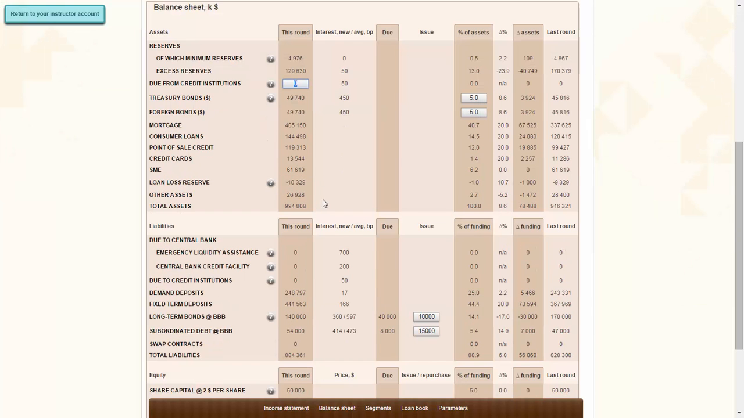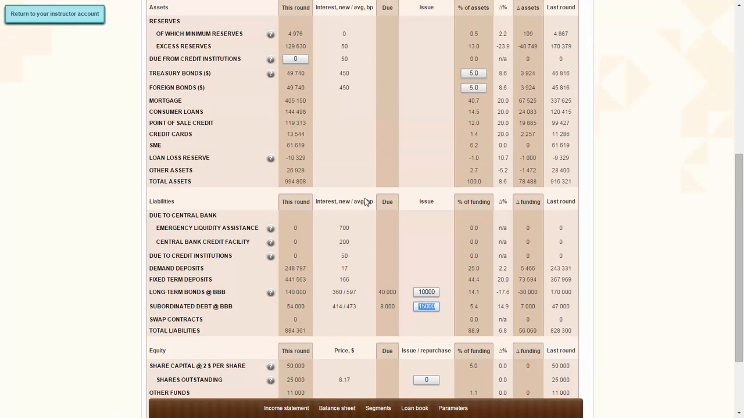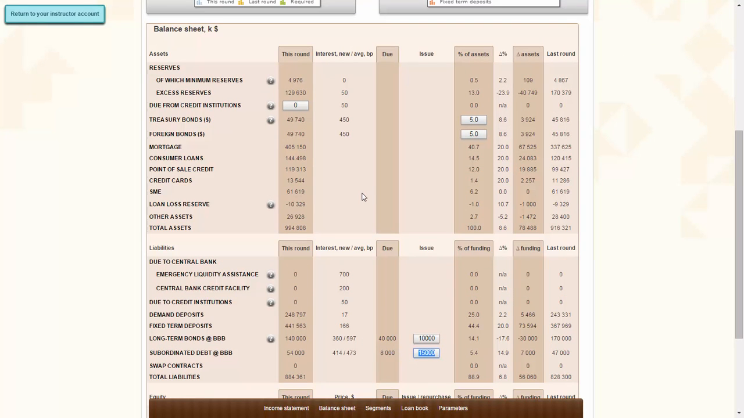And then on the liability side, we have long-term bonds and subordinate debt that we can use if we don't have enough liquidity. The balance sheet is balanced so that now based on the current decisions we have a fair amount of excess reserves, which means that we have additional liquidity. This is earning 50 basis points for us.